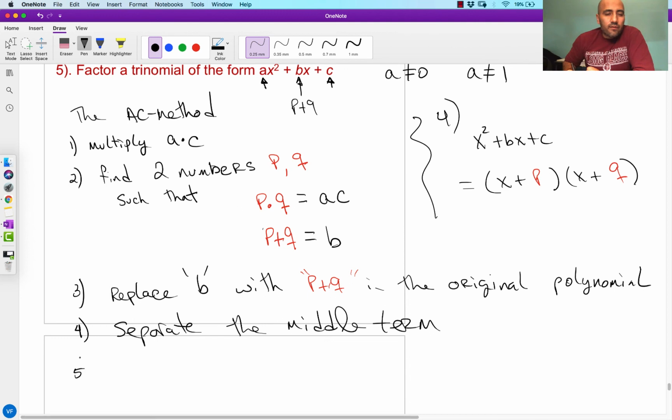And 5, factor by grouping. This whole process is not easy. That's why I saved it for last.